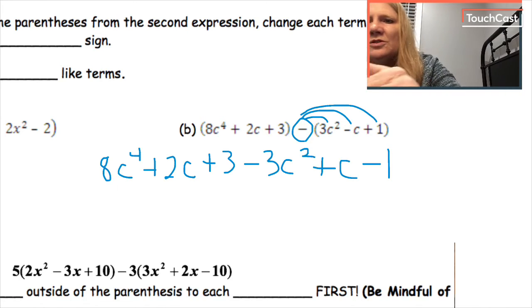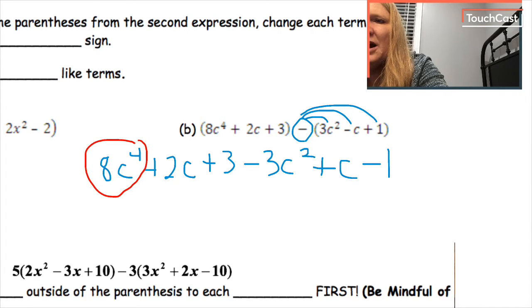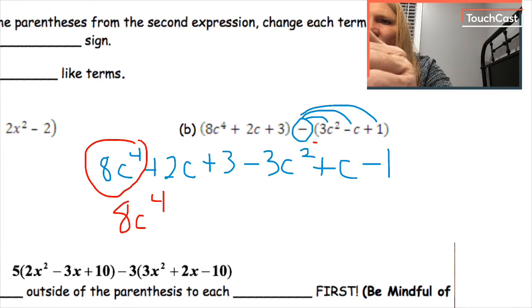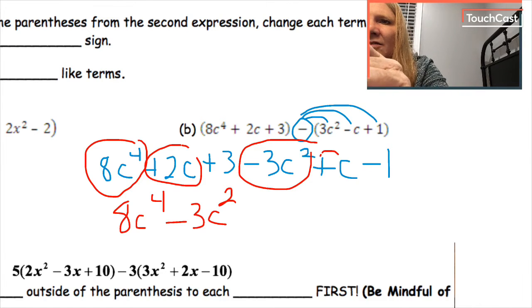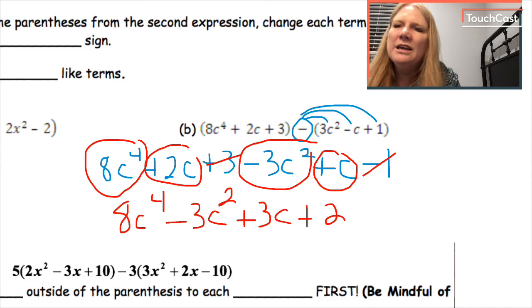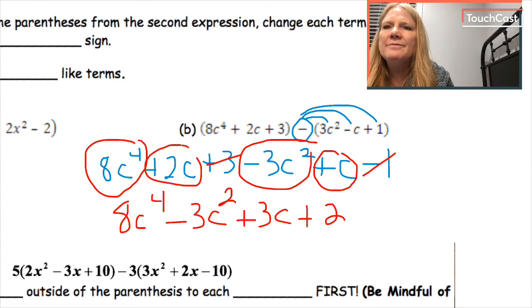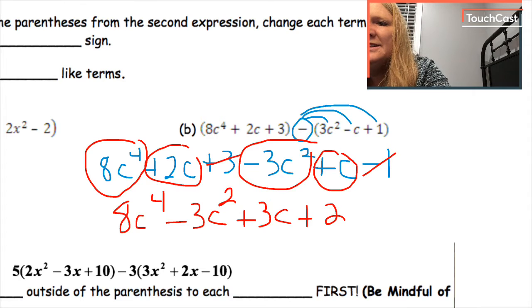Now we look for like terms. So let's see what we find. This is the only c to the 4th power, so I'm just going to bring down my 8c to the power of 4. This is my only c to the 2nd power, so that's a negative 3c to the power of 2. Now I have a positive 2c and a positive 1c. So 2 plus 1 is a positive 3c, and then I have a 3 minus 1, so that is a positive 2. And now we have simplified that. All right, so let's look now at what happens next.